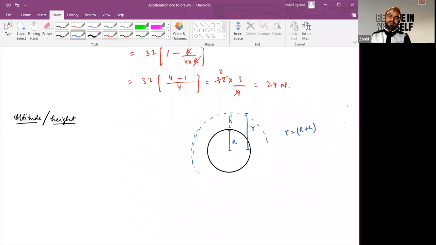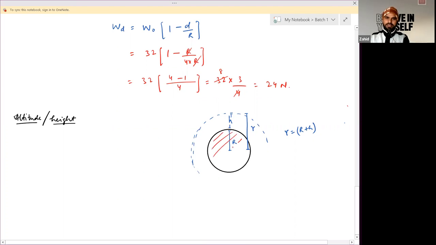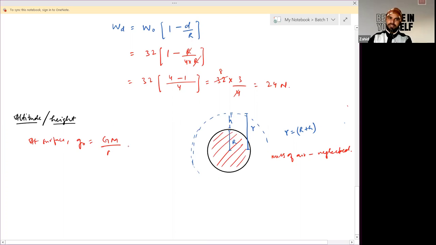So in this part, Earth will be confined only to this point. Outside the Earth will be air, whose mass is much smaller as compared to the entire Earth. So we can neglect the mass of air. Now we can write gravity in terms of mass. At the surface, gravity is GM by R squared. Equation first.